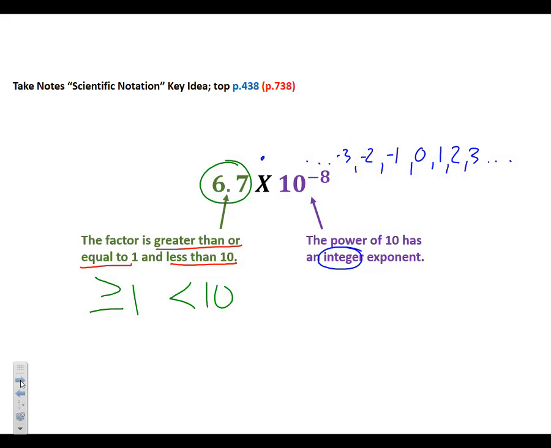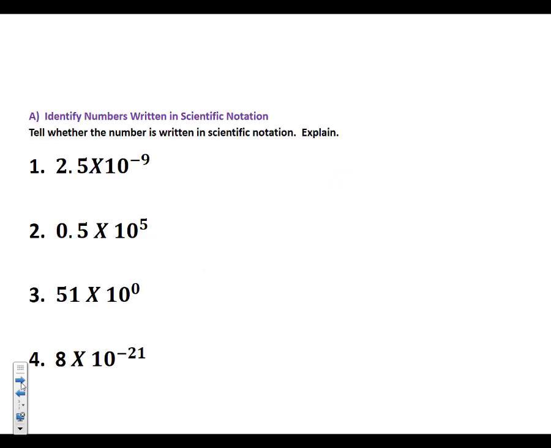So our factor has to be greater than or equal to 1, less than 10, and our exponent has to be an integer. So the first thing we're going to do is look at some numbers written and see, are they in fact written in scientific notation? It says tell whether the number is written in scientific notation and explain. So the easiest way to do that is to look at the factor first. Number 1, 2.5 times 10 to the negative 9th. Is 2.5 greater than or equal to 1? Yes, it is. Is it less than 10? Yes, it is. Do we have an exponent that is an integer? That also is yes.